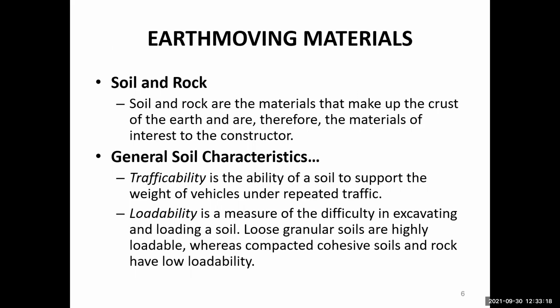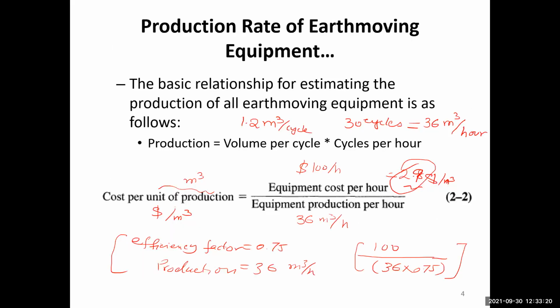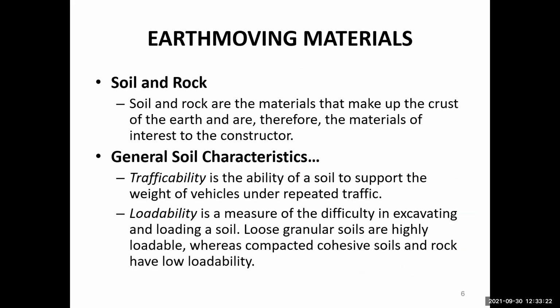Okay, so with this production rate, now let's talk about some of the characteristics of the earth moving materials. So in the earth moving materials, the material is the soil and the rock itself. Okay, so soil and rock are the materials that make up the crust of the earth and are therefore the materials of interest to the constructor.